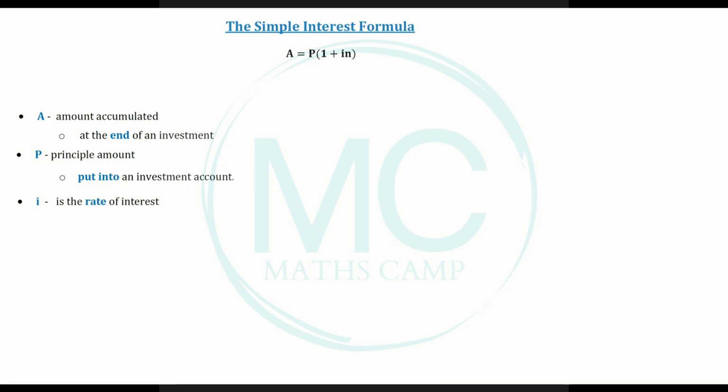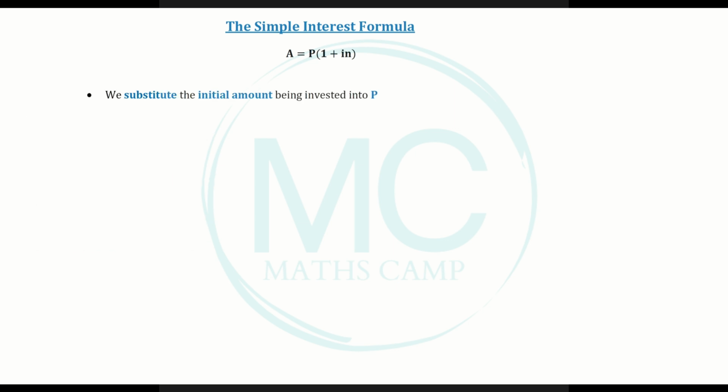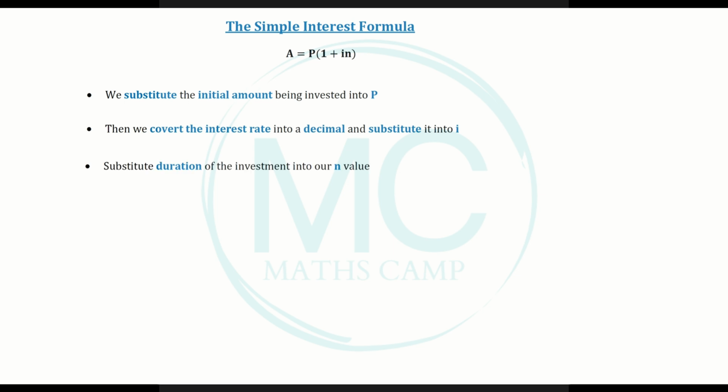I is the rate of interest, and we calculate this as a percentage over 100. N is the duration of the investment, and we always calculate this in years. When working with the formula, we substitute the initial amount being invested into P. Then we convert the interest rate into a decimal and substitute it into I. And finally, we substitute the duration of the investment into our N value.